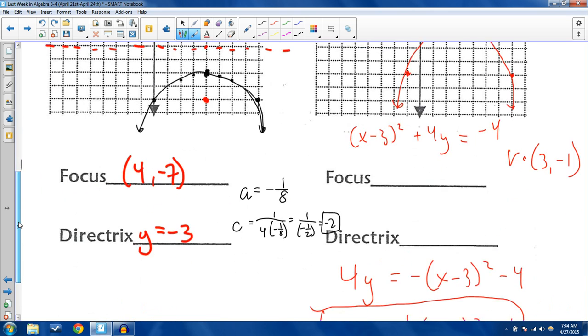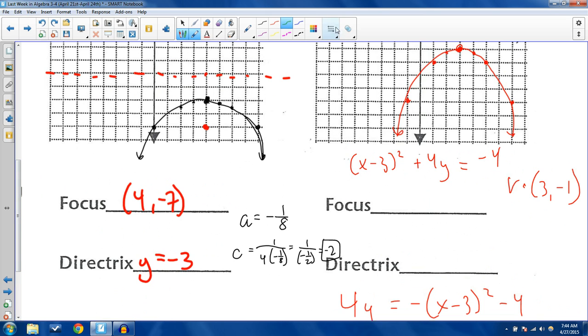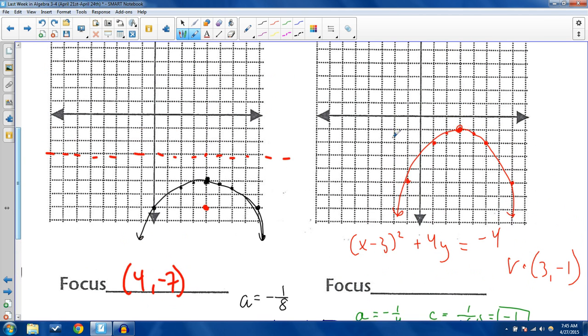All right, focus and directrix. We have an a value of -1/4. Let's use the little room I have. So our c value is 1/4 times -1/4, which is -1. So my focus point is 1 down from my vertex right there. That focus point is 3, -2. The directrix will be 1 up from there, which is that line there, which is, of course, the line y equals 0.